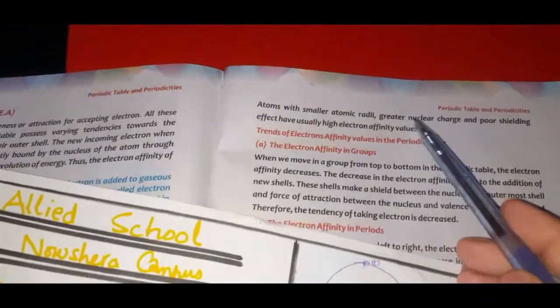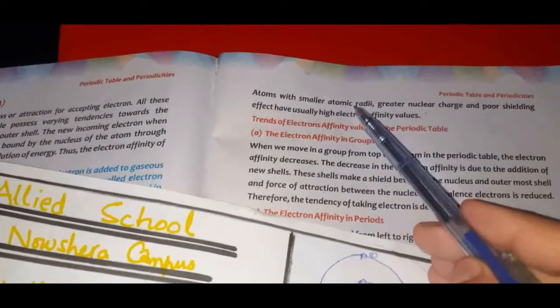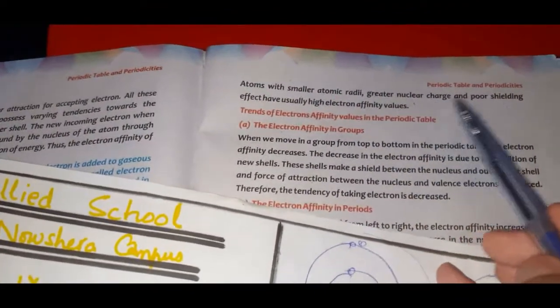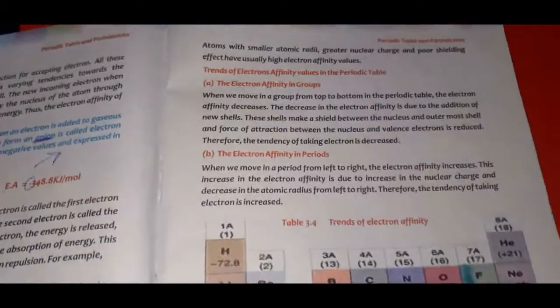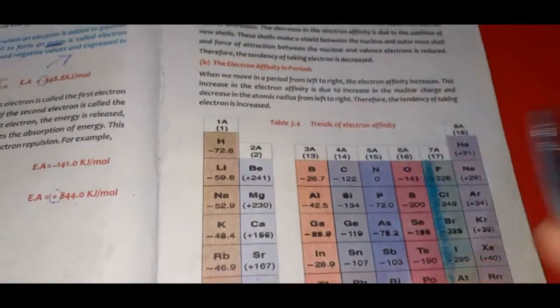So if you read over here, that is the same case. Smaller atomic radii, greater nuclear charge, and poor shielding effect usually have high electron affinity. So what you have to do, read them. I explained all of these to you.